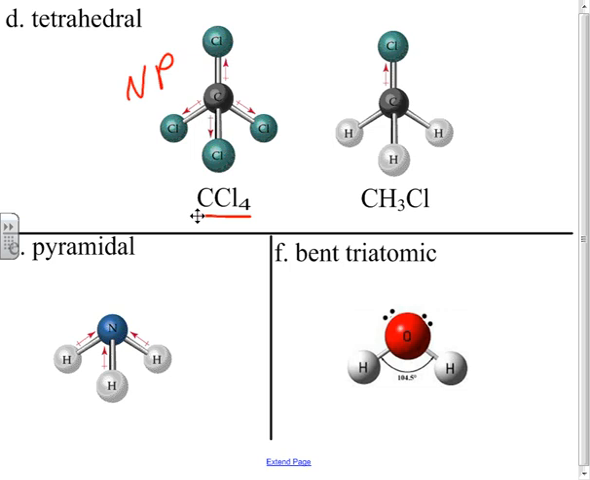But if we look at CH3Cl, this one is a dipole. It will exhibit dipole interaction because it is asymmetrical in terms of its electronegativities. The chlorine has a very high electronegativity, so electrons are going to shift towards it, making that end of the molecule negative, leaving this end of the molecule positive. For the last two, pyramidal and bent triatomic, these are both asymmetrical molecules, so they will always be polar regardless of the electronegativities of the elements involved.